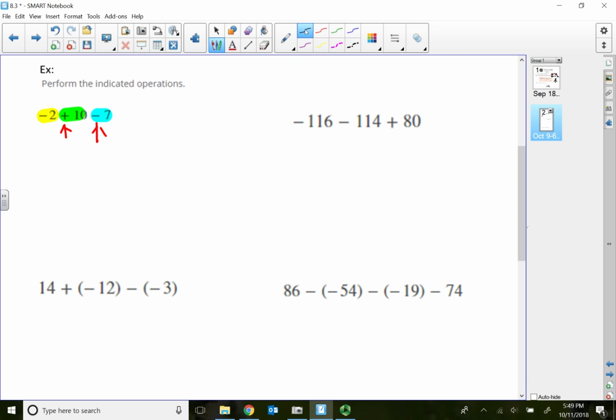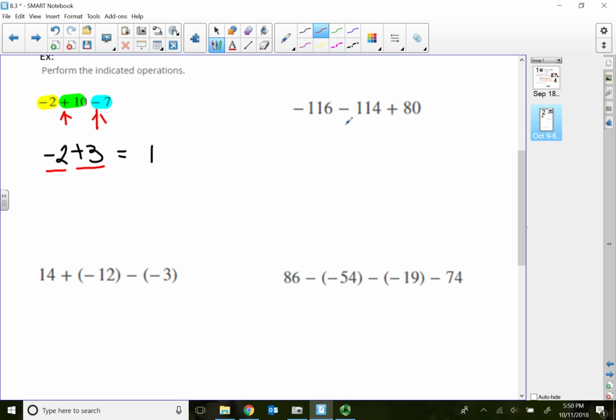I just choose to do 10 minus 7 first, which will give me positive 3. Got to write the sign. The only term that you do not write the sign for is when the first term is positive. Otherwise, every term has got to have a sign. So the first term is still negative 2. Now this problem becomes negative 2 plus 3. These two terms have different signs, so we will subtract. When we subtract 3 and 2, we get a 1. Since I have more positive than negative, my answer is positive 1.